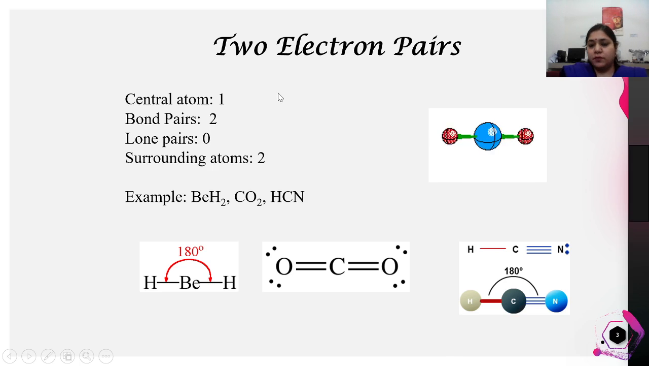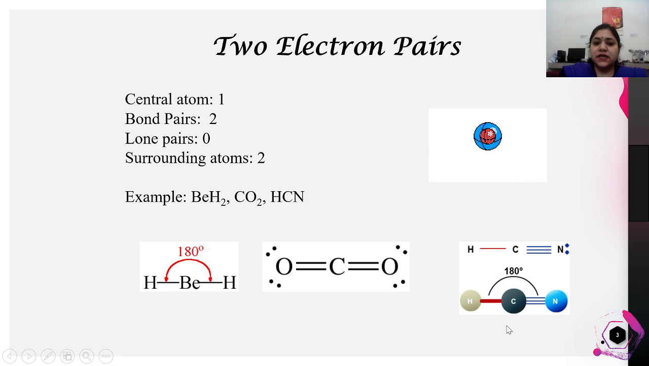minimum two bond pairs are required for the formation of a shape. Here we will start with two electron pairs. In this case there is one central atom, shown by this blue circle, and two surrounding atoms which surround the central atom. As two surrounding atoms are there, that means two covalent bonds are formed between the electrons of the surrounding atoms and the central atom, and this gives a linear shape to the molecule.